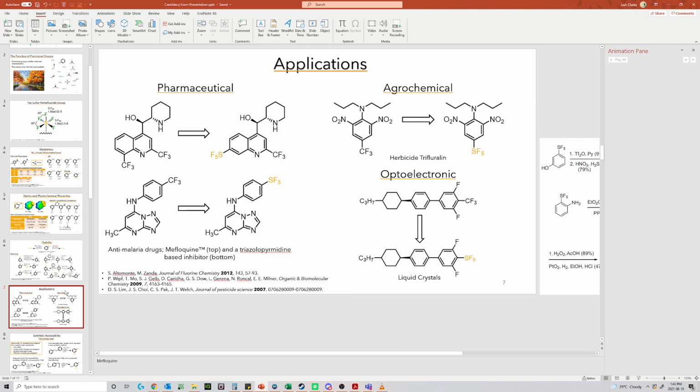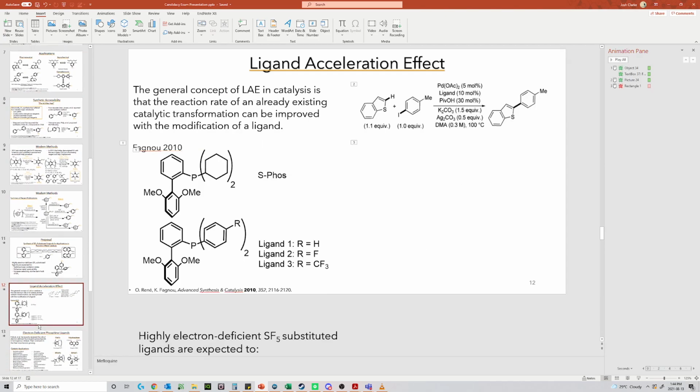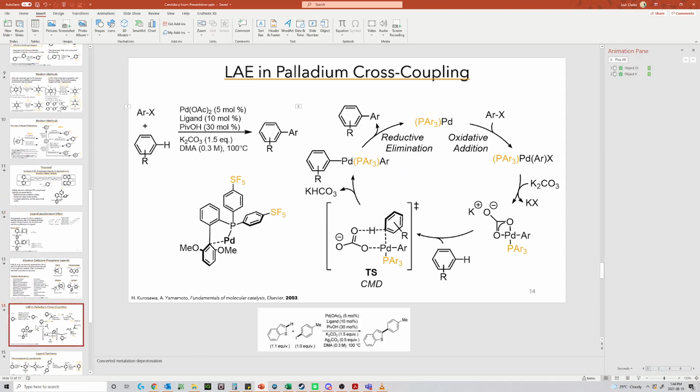That's good. Thank you. Oh yeah, about the catalytic application. You say, as expected, it will stabilize low oxidation states, and the CMD mechanism will be easier, right? So my question is, won't it be too electron withdrawing for the oxidative addition step?